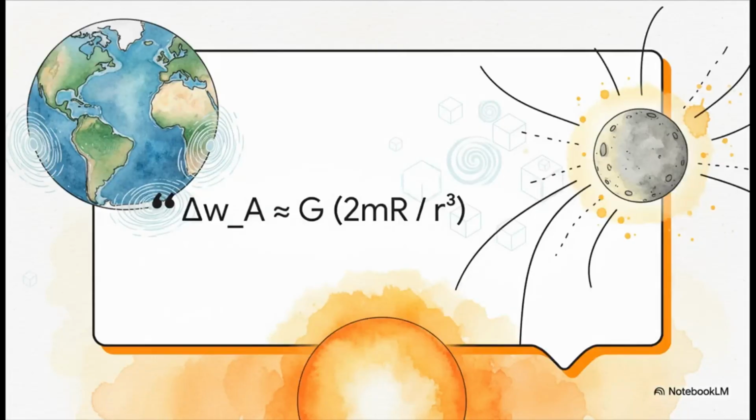Let's look at the mathematics for a moment. The crucial term in this approximation is at the bottom, r cubed. This shows that the tidal force is inversely proportional to the cube of the distance, not the square like gravity itself.